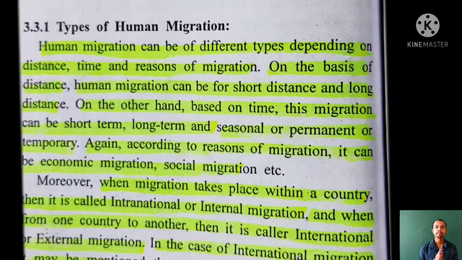See, I already told you people can move from one place to another place for different reasons. All of these different reasons are put into 2 types. They are known as pull factor and push factor. What is this pull factor?